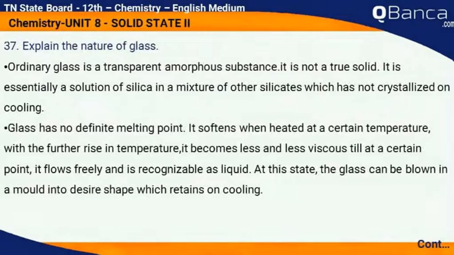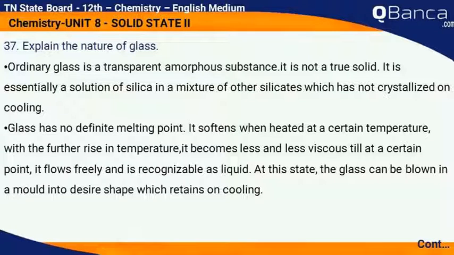Explain the nature of glass. Ordinary glass is a transparent amorphous substance. It is not a true solid. It is essentially a solution of silica in a mixture of other silicates which has not crystallized on cooling. Glass has no definite melting point.